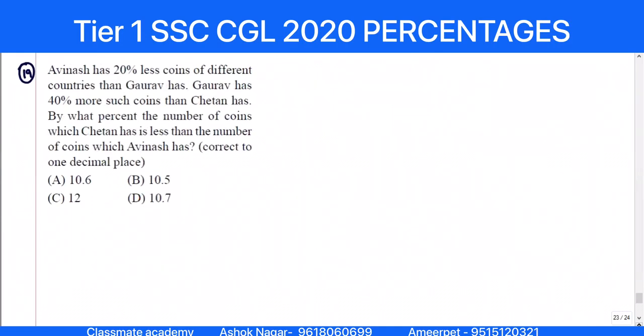Avinash has 20% fewer coins of different countries than Gaurav has. Gaurav has 40% more such coins than Chetan has. By what percent is the number of coins which Chetan has less than the number of coins which Avinash has? See, Avinash, when compared to Gaurav, how much less does he have? Avinash, Gaurav, Chetan. Start with Chetan. Chetan has 100. Then Gaurav has 40% more. How much is it? 140. Avinash has 20% less. 20% less means 28 less. 112.